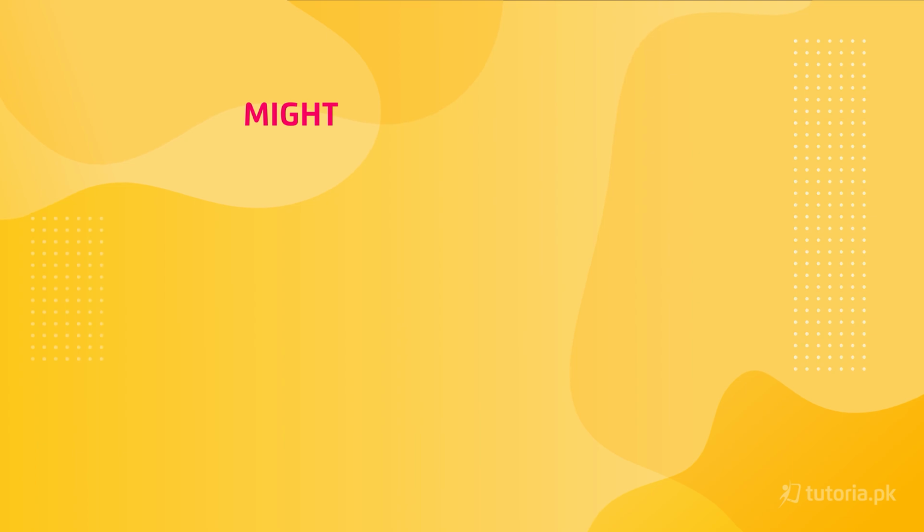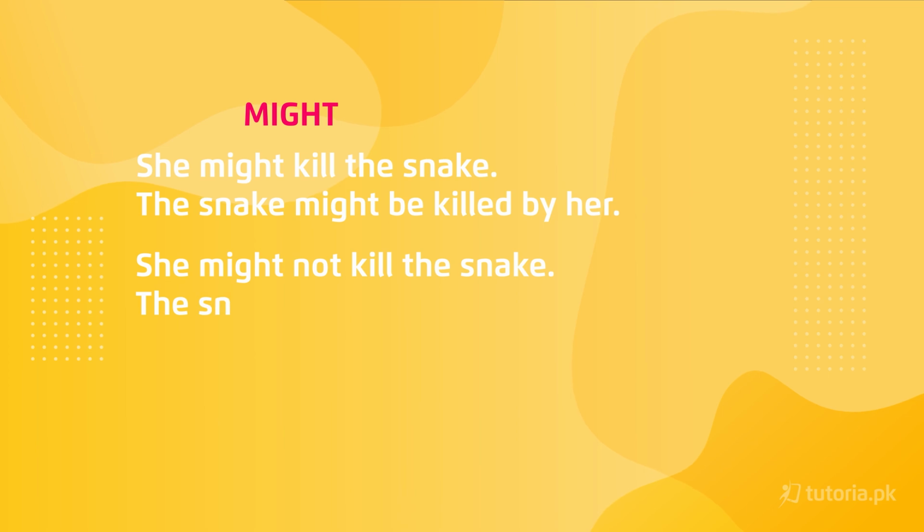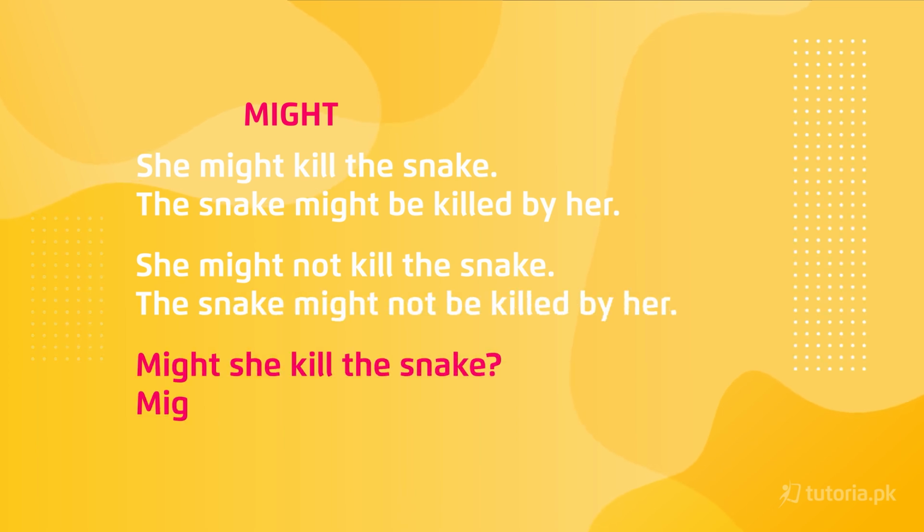Might. Might is changed into might be. She might kill the snake. The snake might be killed by her. She might not kill the snake. The snake might not be killed by her. Might she kill the snake? Might the snake be killed by her?